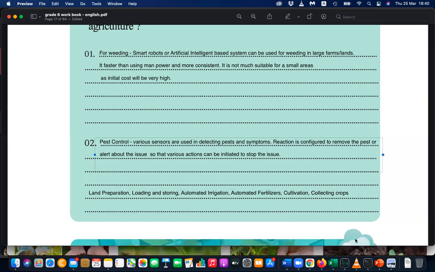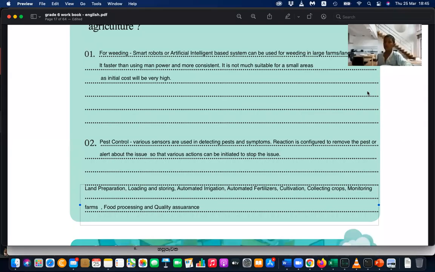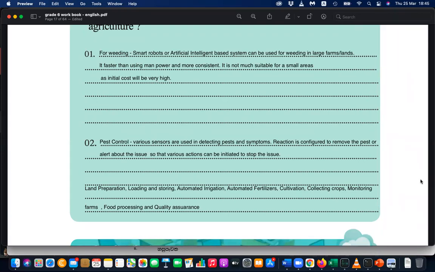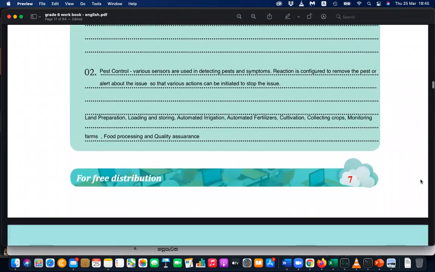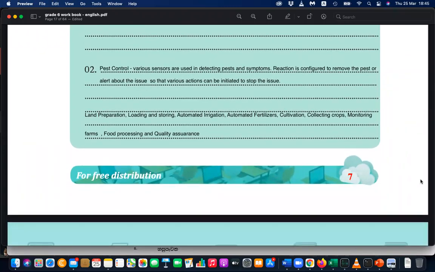So these are the other usages of this ICT in agriculture. Please write down those points. Right. Hope you have finished writing. So please remember, these are the other usages of ICT. Land preparation. You can prepare the land by using machineries, so that is easy and faster. Loading and storing the crops.